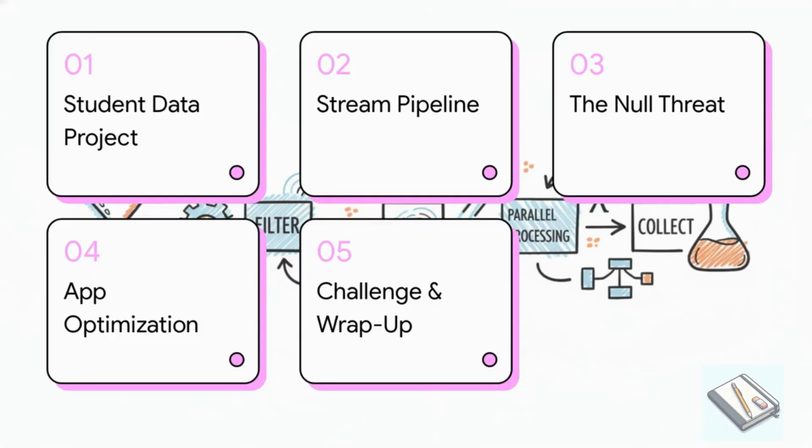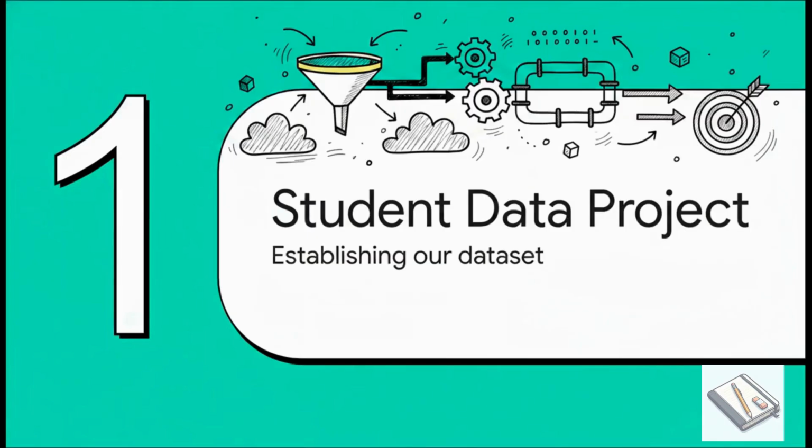Here's our quick roadmap for today: the student data project, building the stream pipeline, handling the null threat, real-world app optimization, and a micro-challenge to wrap things up. Let's get to it. Section 1.